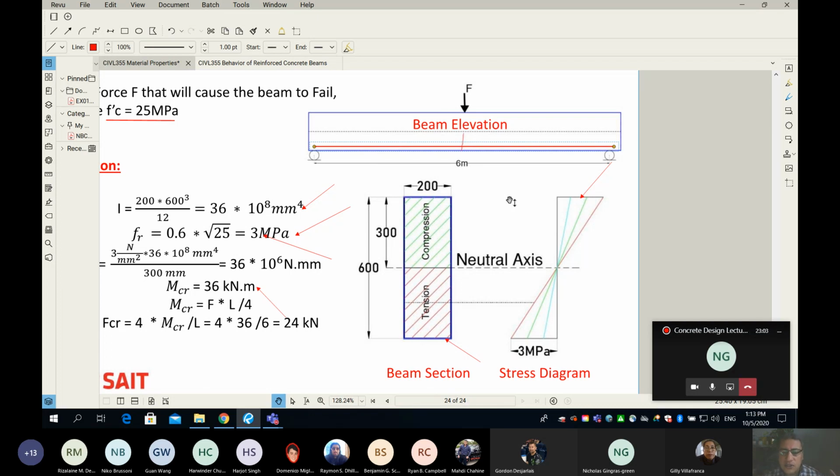If we have plain concrete, it can take 24. Now, what happens if I put some rebar? Is it going to be 26, or maybe way, way more than 24? The answer is way more than 24, and you will learn today and next class how we estimate the number if we place some rebar.